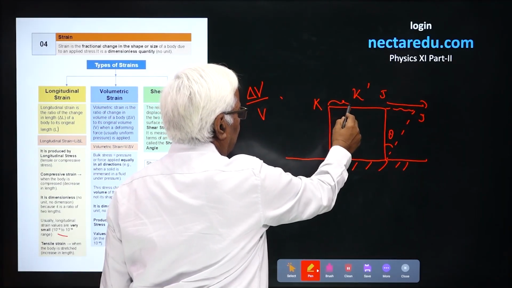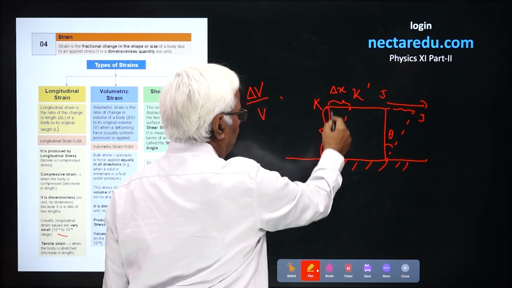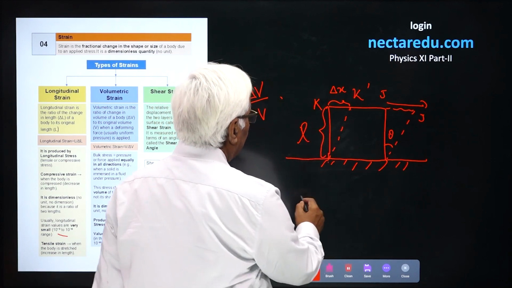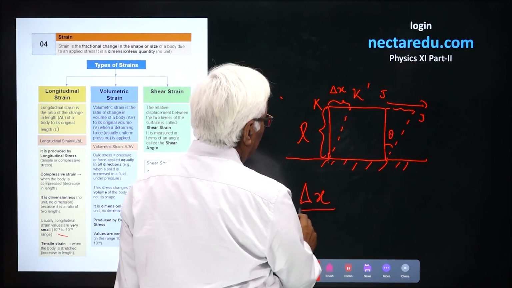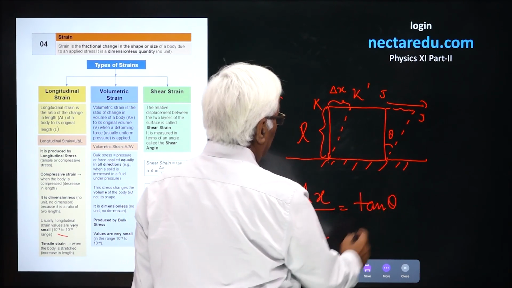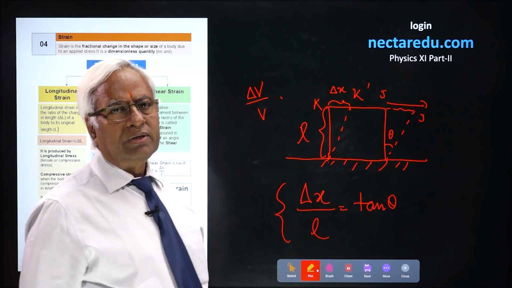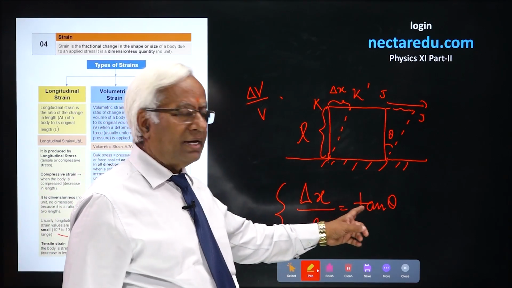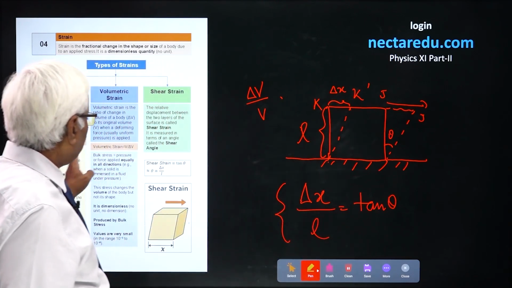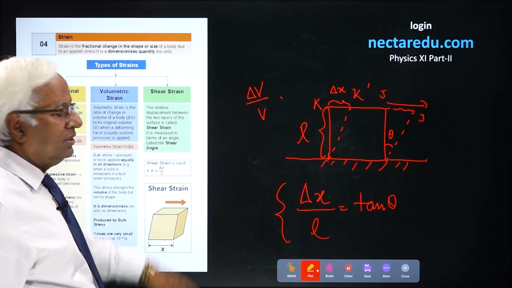This is the shift, say delta x. This is the distance from the fixed end, suppose L. Then delta x upon L would be equal to tan theta. And this is known as shearing strain. We also use the term tangential strain for this. So the three types of strain I told you are longitudinal, volumetric and shear strain.